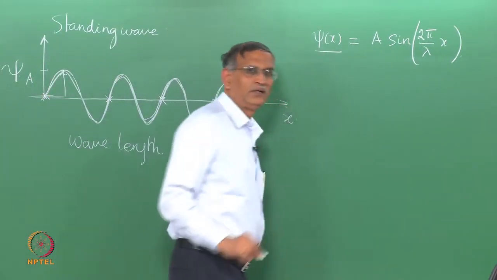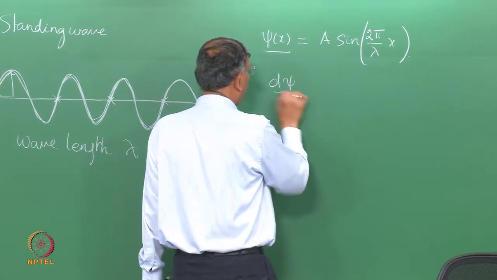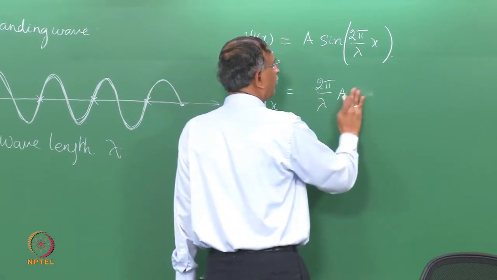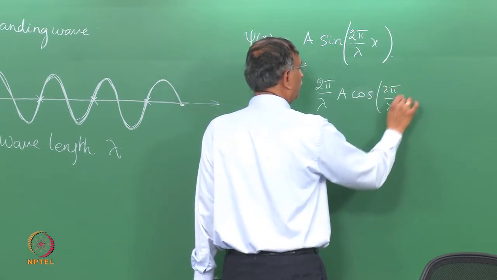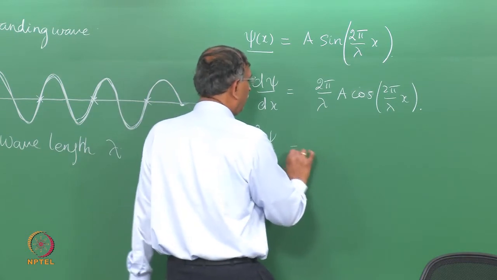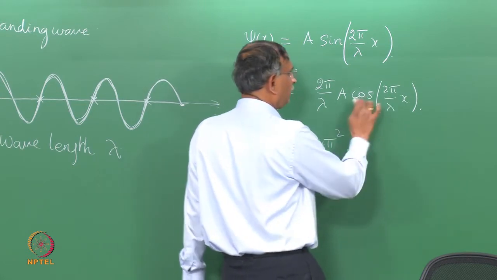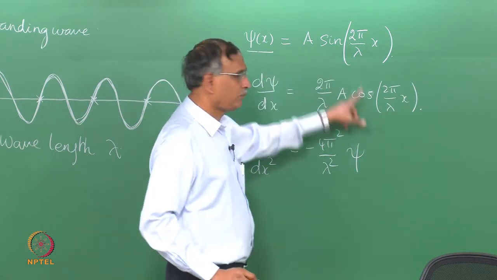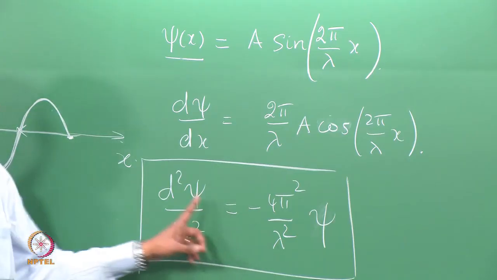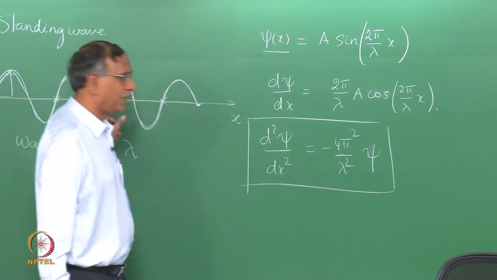Now, this quantity psi, when you differentiate twice, it satisfies the differential equation. Let us do that for the first derivative, d psi by dx, as 2 pi by lambda times A cos 2 pi by lambda x, and the second derivative, d square psi by dx square, is equal to minus 4 pi square by lambda square psi of x, because this will become sine 2 pi by lambda of x, and that is the same thing as psi of x. Therefore, you see that the standing wave satisfies the differential equation d square psi by dx square, where psi is the amplitude of the wave with lambda, the wavelength associated with that.